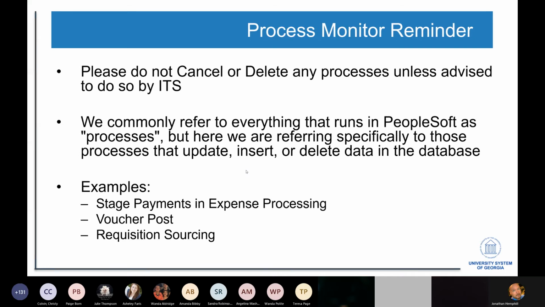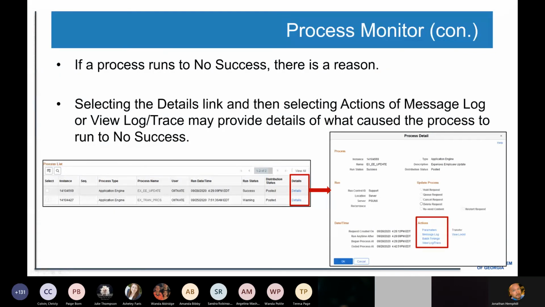Because any of those processes that change a transaction could have 20 different tables it's touching. And so some of those are quite complex. An example of a process that does change transactional data would be stage payments for expense processing, voucher post, requisition source, anything like that. You really want to be careful and not cancel it in the middle. Even if you accidentally kick it off twice, it is best to just let both of them run.